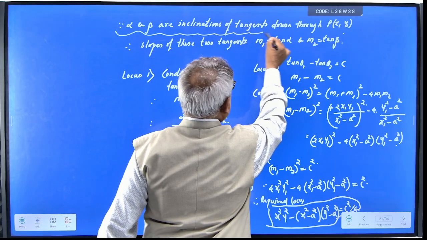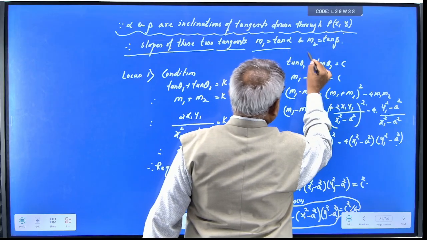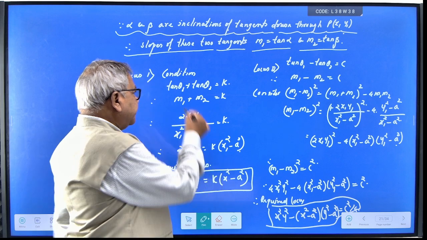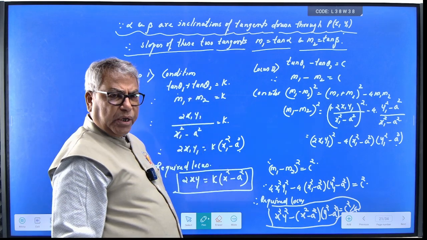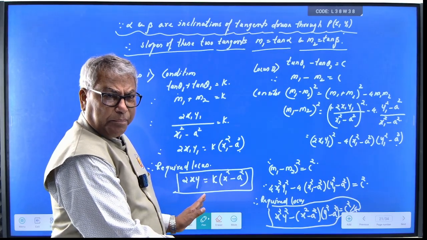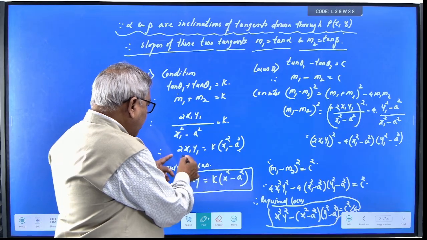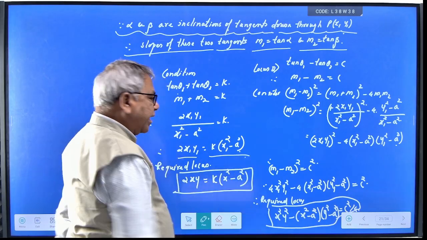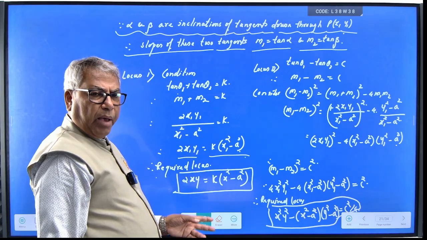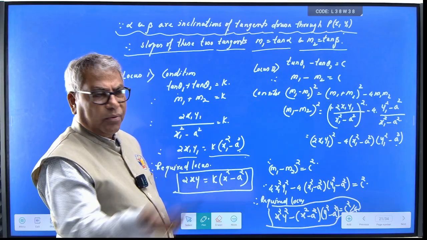Alpha and beta are the inclinations of the tangents drawn through P(x1, y1). So the slopes of these two tangents are m1 = tan alpha and m2 = tan beta, right? Now, what is the first condition of the locus? tan θ1 + tan θ2 = k. So m1 + m2 = k. What is m1 + m2? We have compared there: 2x1y1/(x1² − a²) = k. So 2x1y1 = k(x1² − a²). So the required locus, replacing x1, y1 by x, y, is 2xy = k(x² − a²). Correct?